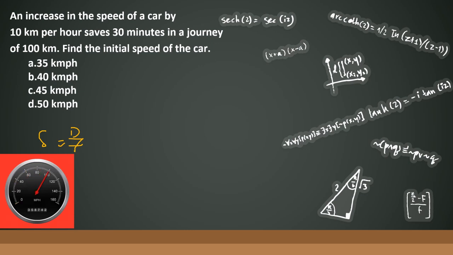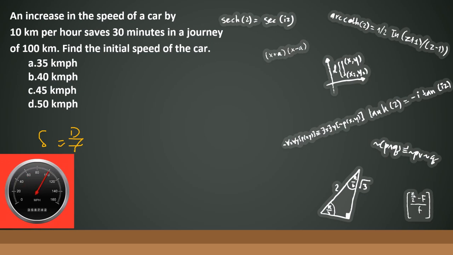So either I travel with the regular speed, which is S kilometers per hour, or I increase the speed by 10 kilometers so that the new speed becomes S plus 10. My time taken is your usual time. So by increasing the speed, I reduce the time, or the time reduces by 30 minutes. However, the distance is 100 kilometers. So the distance is the same in both the cases.